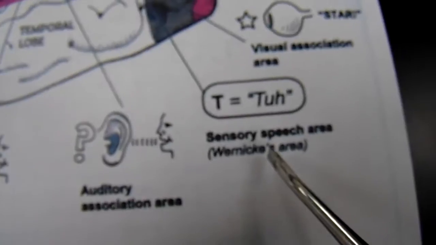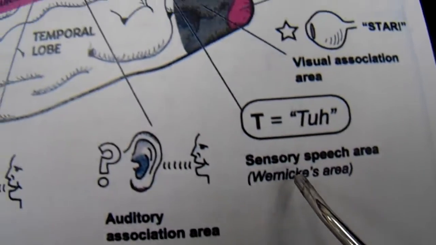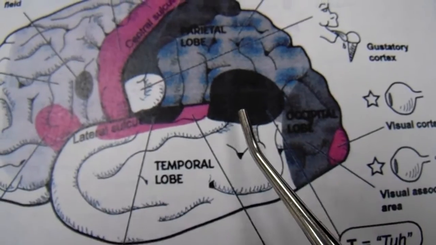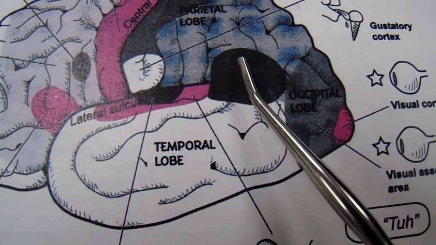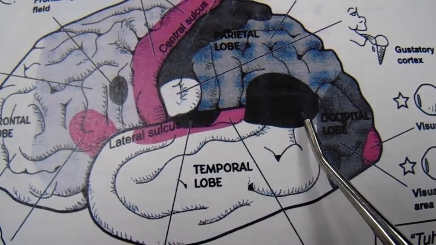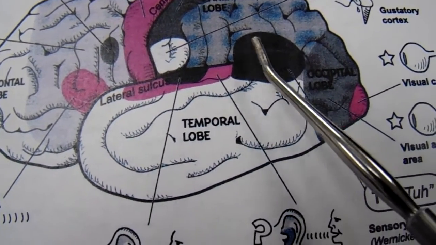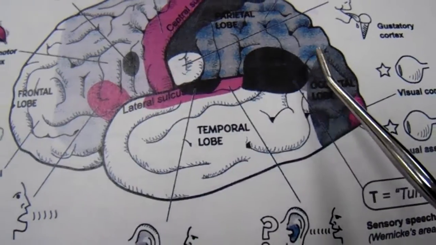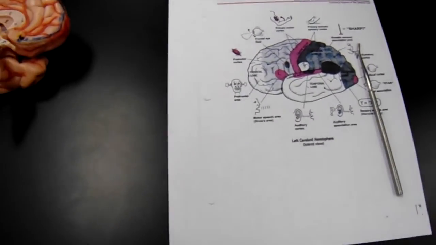Okay, and then Wernicke's area here. Sensory speech area. So this area right here, the cerebral cortex, young kids learn to speak fast. It's an area that you learn to speak, speech. You associate with speech area. So that's our nervous system. It's very complex.